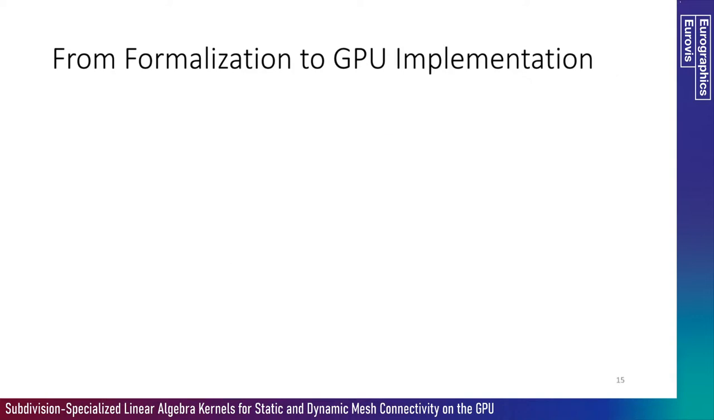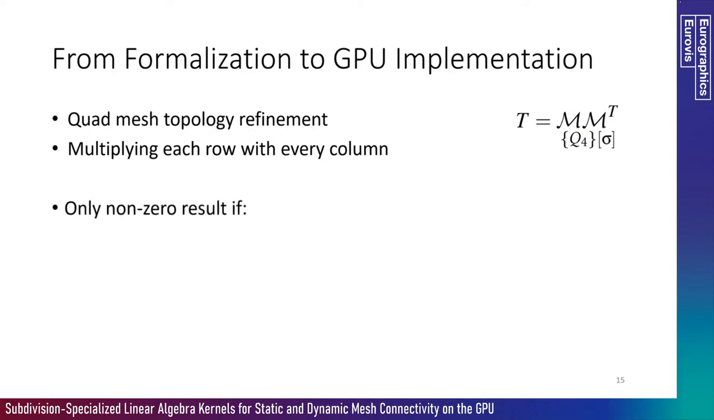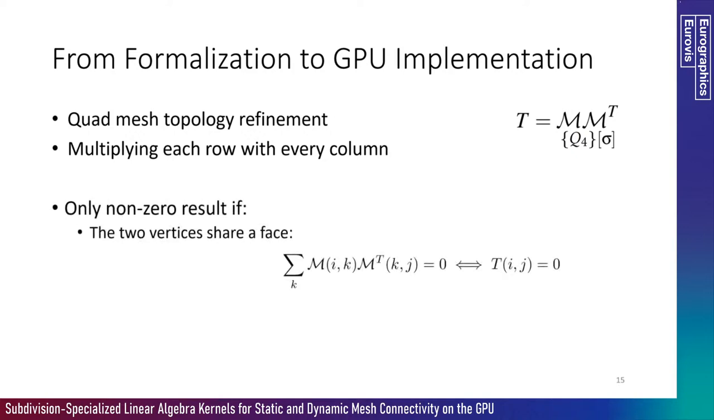The second example is the MapDSPGM that performs the mesh connectivity refinement. A sparse matrix-matrix multiplication usually involves multiplication of each row of the left matrix with every column of the right matrix. As we are multiplying a mesh matrix with its transpose, we can avoid a large number of computations. We know that we will not get a non-zero entry in the result if the two vertices do not share a face, because no collision will ever happen.